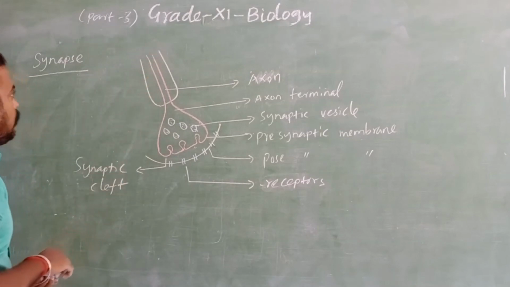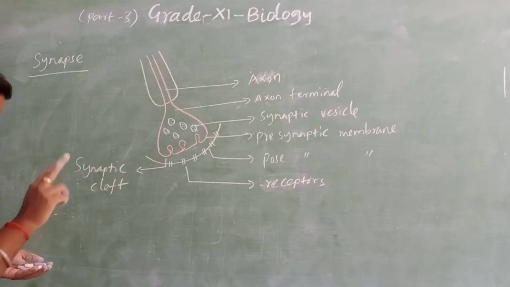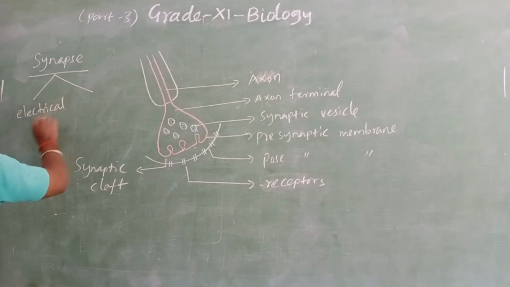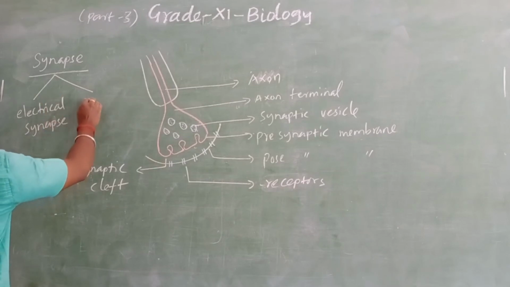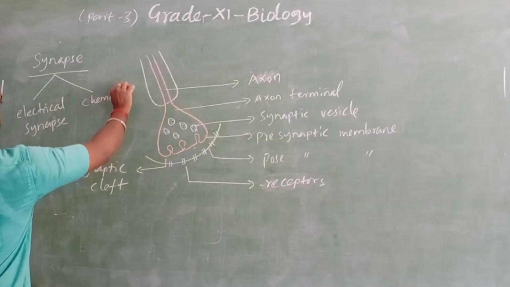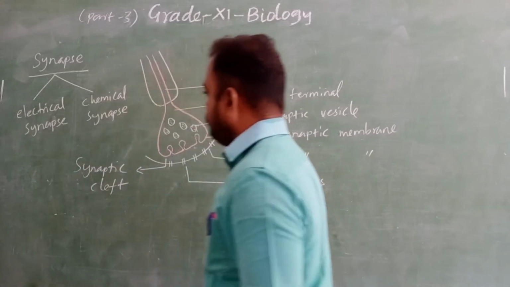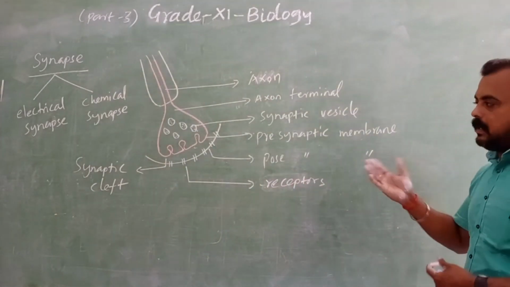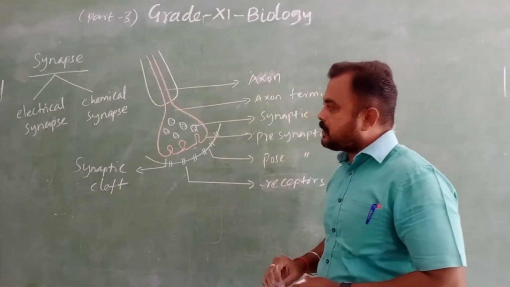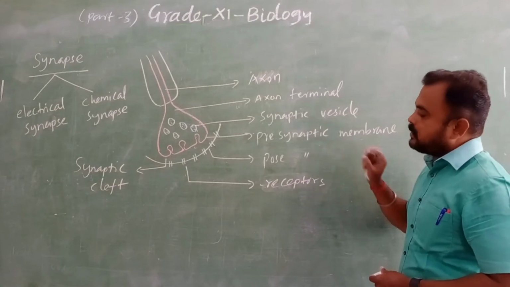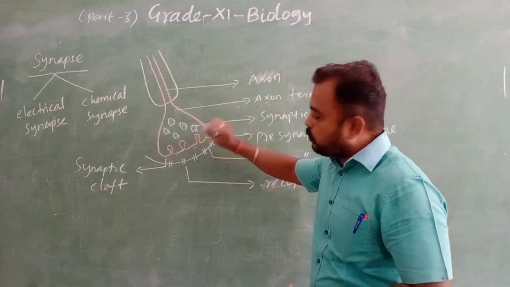Actually, in synapse we have two types. One is electrical synapse and the other is chemical synapse. In electrical synapse, the presynaptic membrane and postsynaptic membrane are very close.